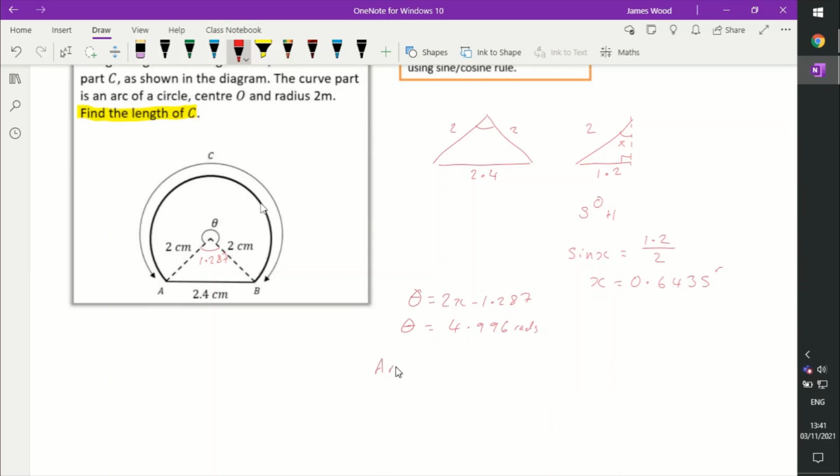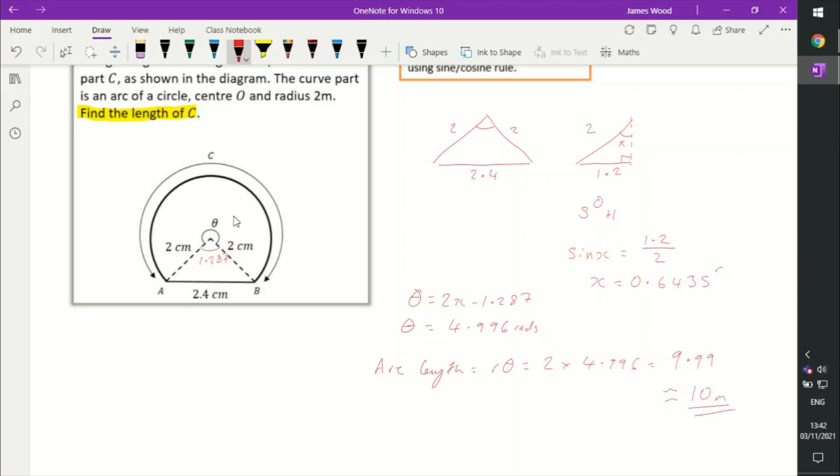So remember that the arc length is just r theta, so that is then 2 times 4.996. So that's going to be, well, approximately 10, but about 9.99. Okay, that's in meters.